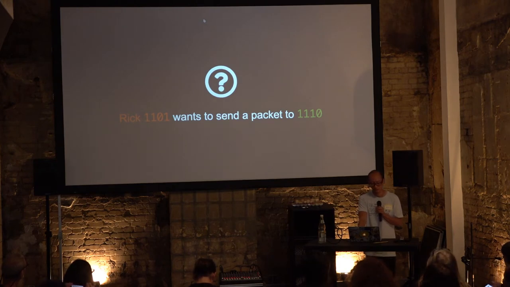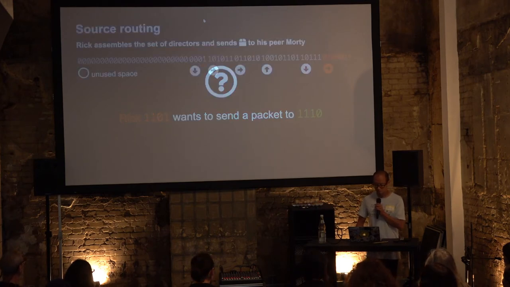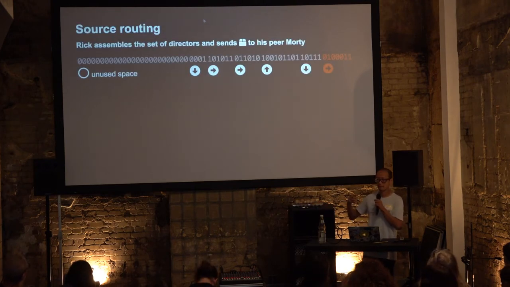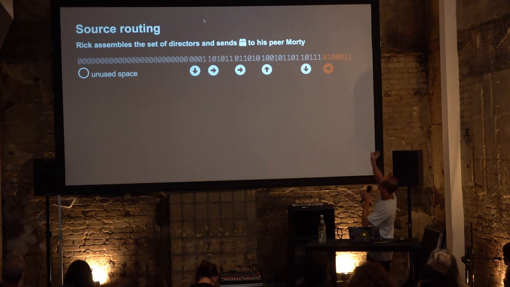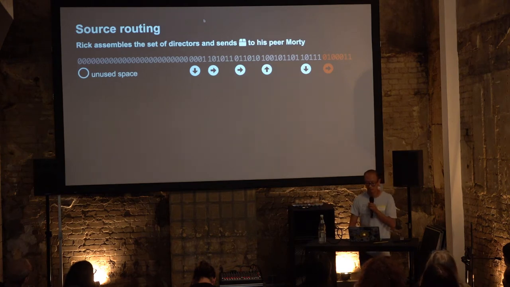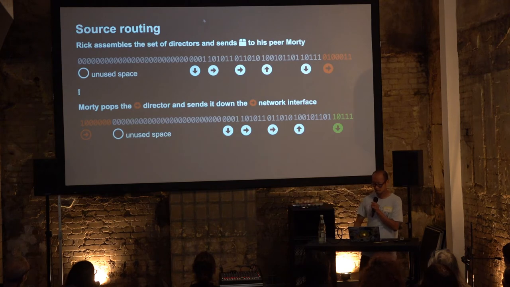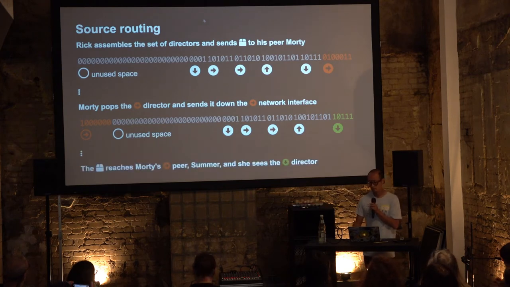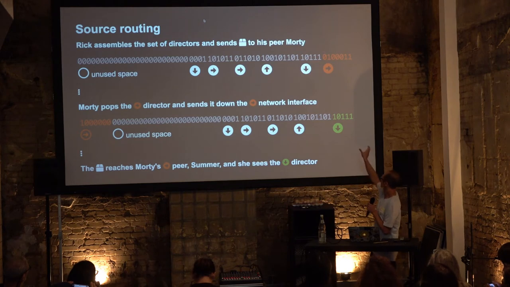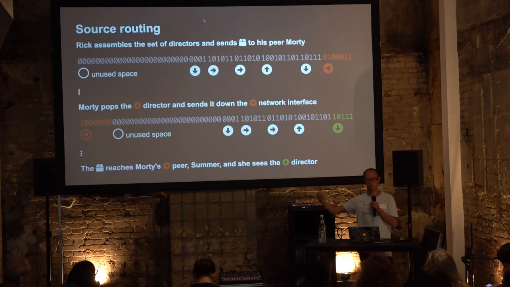So let's talk about how to actually get the packet from one place to another. So Rick wants to send a packet to 1110. It would encrypt the packet, and then it would slap this header on with these things called directors. It means, hey, Morty, send it down your 0100011 interface. And Morty just goes, oop, I'm going to pop this and append it to the end, the return path, and then send it down the interface. So the next hop is actually Summer. And then from her perspective, she sees that there's this next director, and she just does the same. And then eventually, the packet will get to the end.